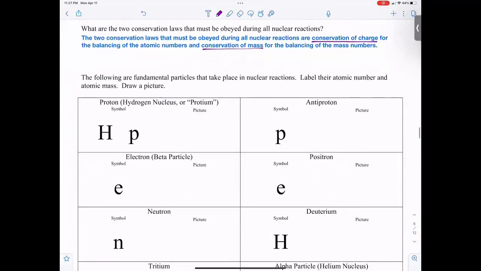The following are fundamental particles that take place in nuclear reactions. Label their atomic number and atomic mass. Draw a picture.